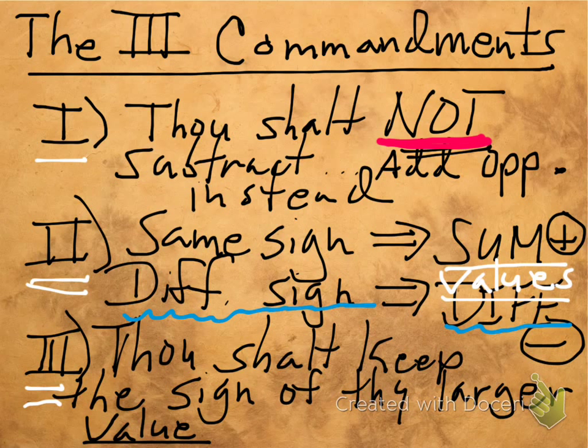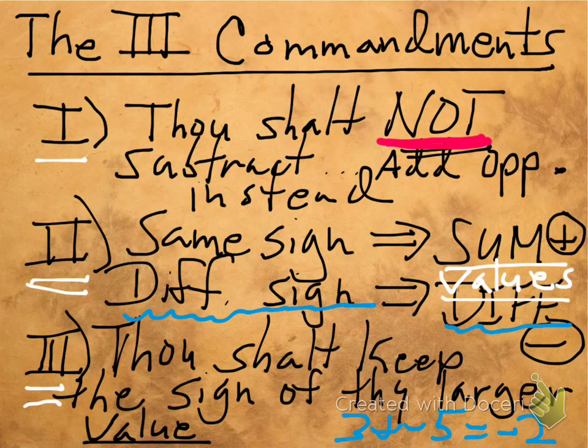So, if you had the example with 3 and 5 that we just mentioned a second ago, if you do 3 plus negative 5, the difference between 3 and 5 is 2, and the larger value is the 5, and it happens to be the negative number, so the answer comes out negative 2. Whereas, if we'd had negative 3 plus positive 5, again, the difference between 3 and 5 is 2, but now the negative number was the smaller value and the positive was bigger. All right, so those are the 3 commandments.